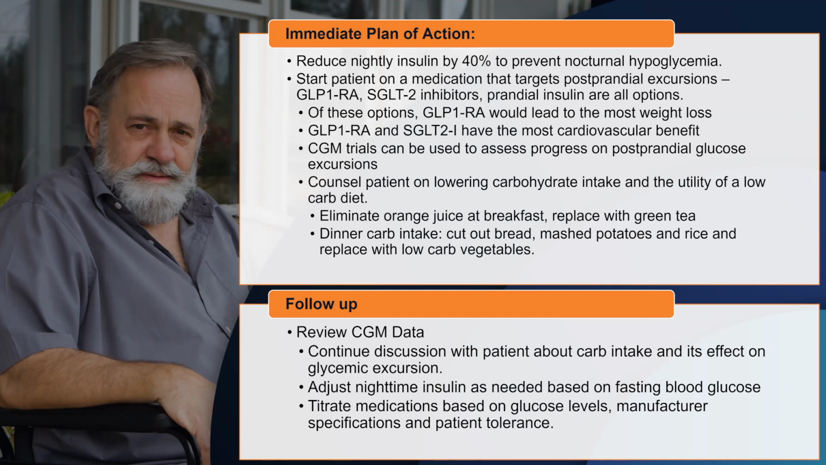We started with an initial introduction to the ideas of lower carbohydrate eating and why he might want to do that, why it might make it a little bit easier for him to manage his sugars. And we started with breakfast. In particular, we wanted to replace his orange juice, which is a pretty heavy glucose load, with green tea, and he agreed to do that. Finally, at dinner, we asked him if he could cut out the carbohydrates in his diet and replace them with low carbohydrate vegetables, and he agreed to do that as well.